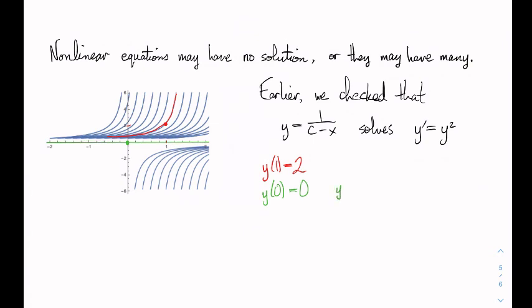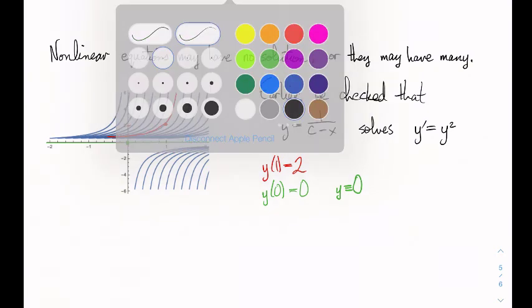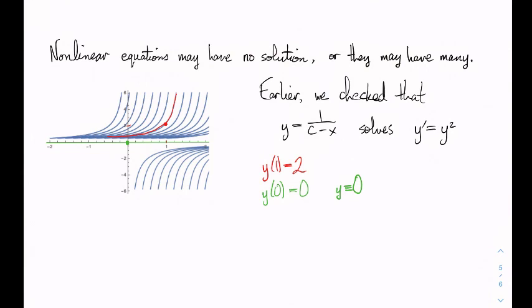So this is the function y is identically equal to 0. And you can check that this function satisfies this equation as well, because the derivative of 0 is equal to 0, and 0 squared is equal to 0. So this is, in fact, a solution to this initial value problem, y prime equals y squared with y of 0 equal to 0.